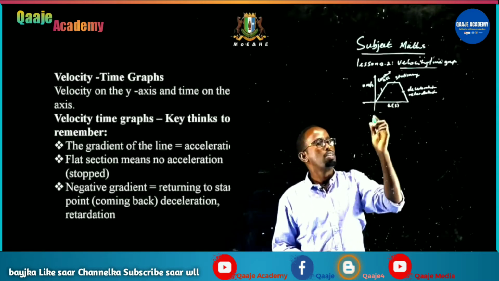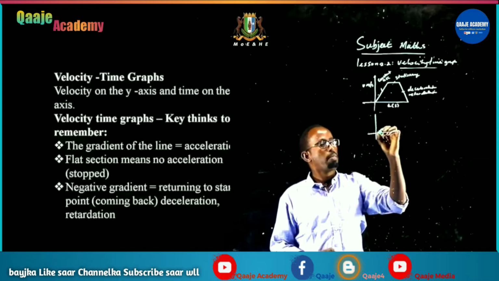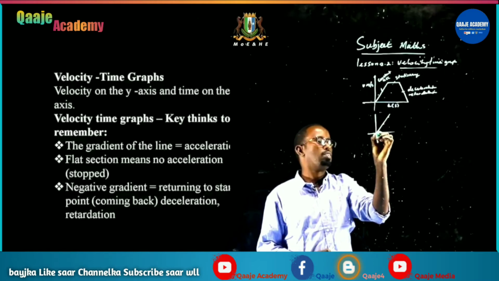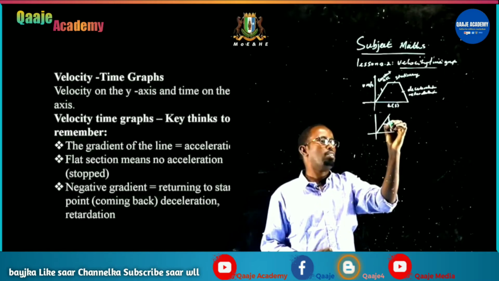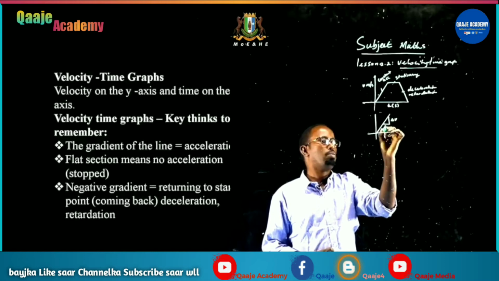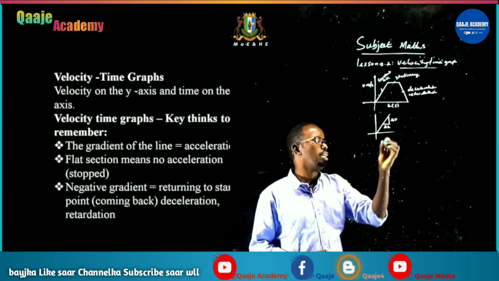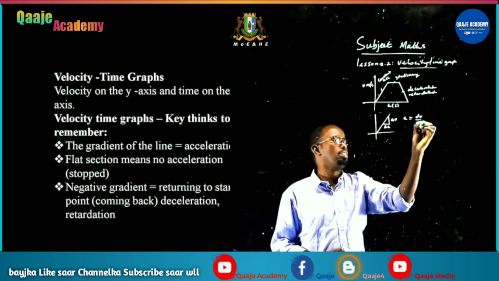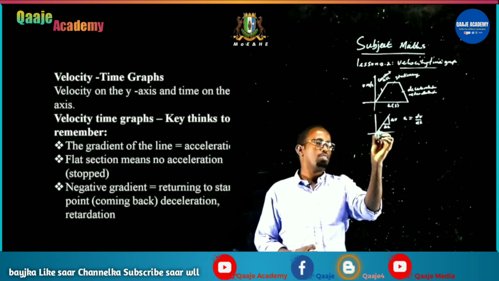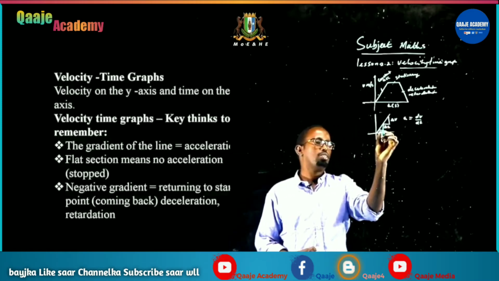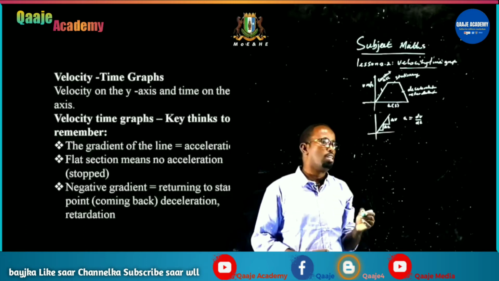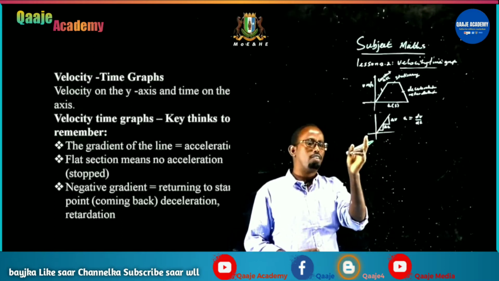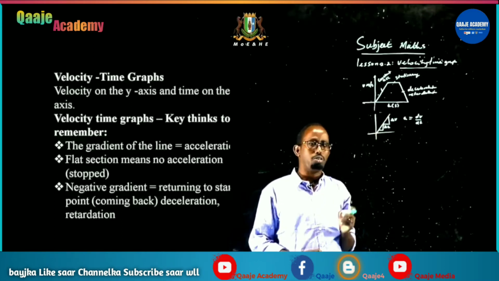Gradient, we mean when you want to find the gradient, you pick any 2 points on the line, and then you divide change in v divided by change in t. So that is acceleration. A will be equal to dv divided by dt. You can pick another point, and then you still get constant acceleration. So the gradient of the line is always equal to the acceleration.